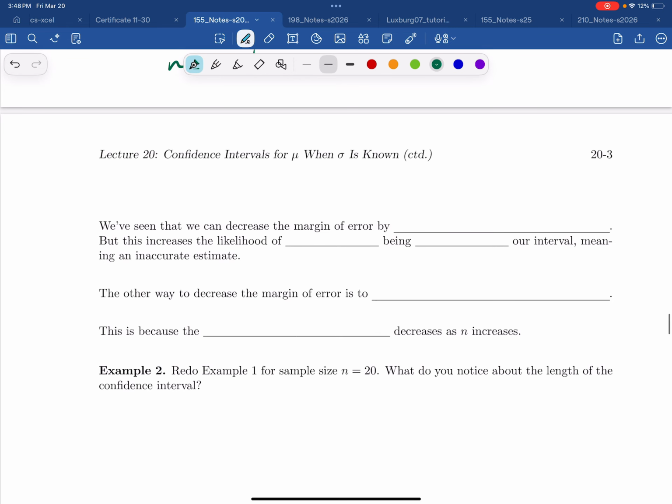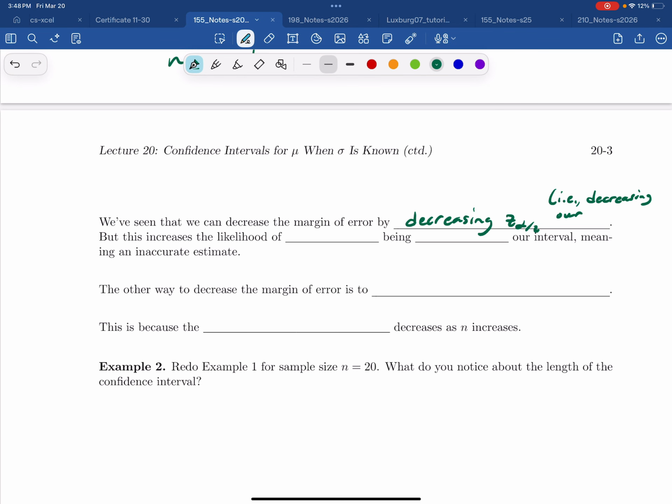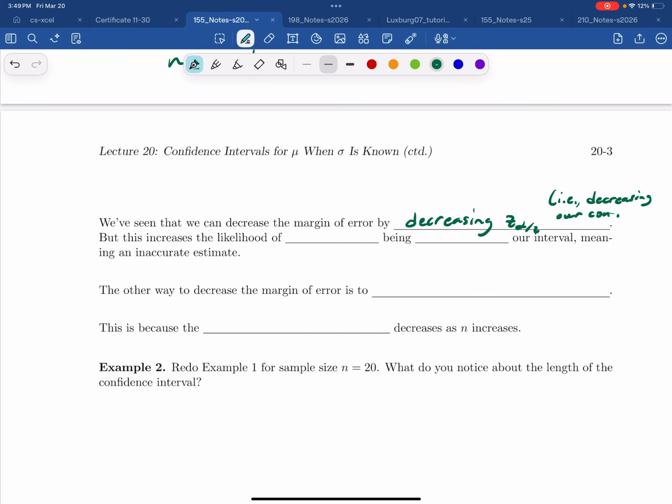So let's take a look at the confidence level. Let's spend a couple of minutes talking about that. We've seen that we can decrease the margin of error by, well, we can do a couple of things. You would say decreasing our critical value, z alpha over 2, i.e., decreasing our confidence level.